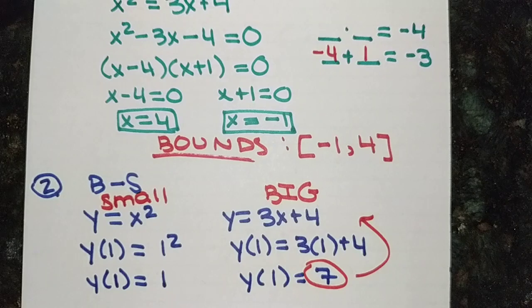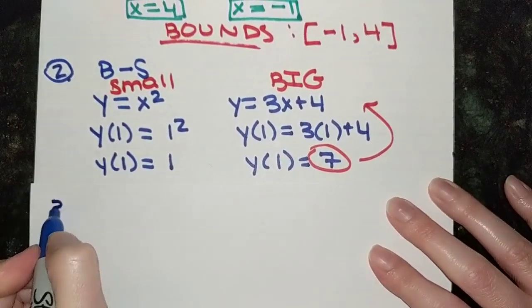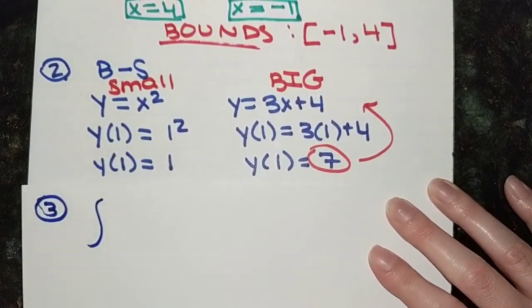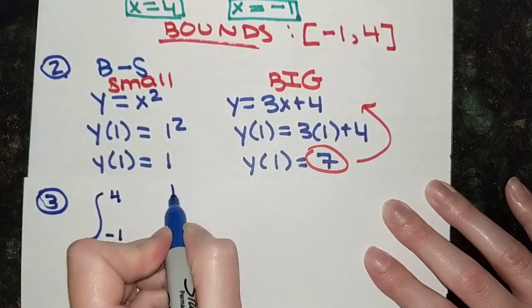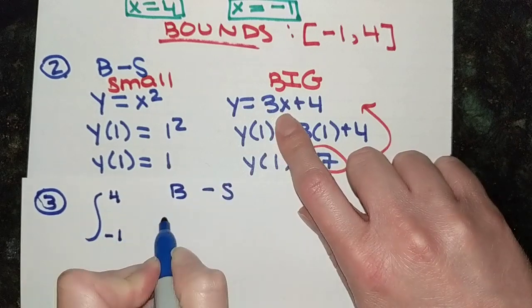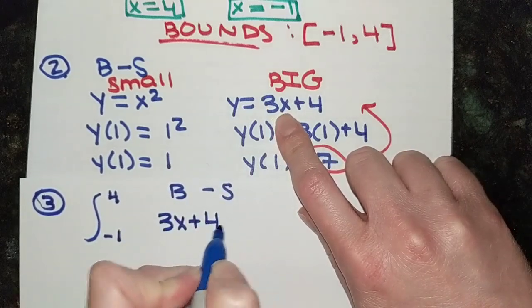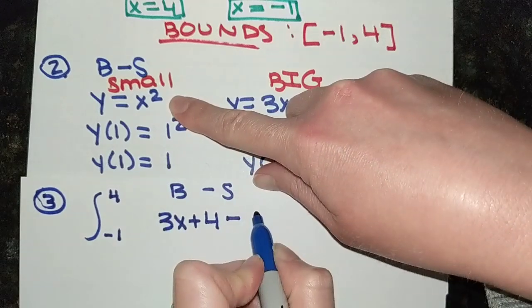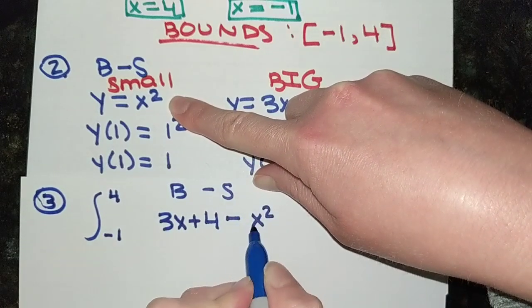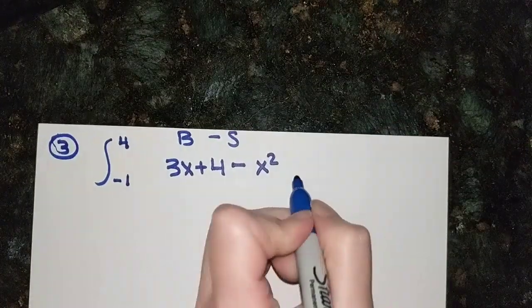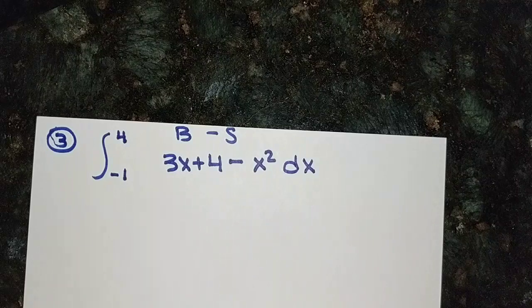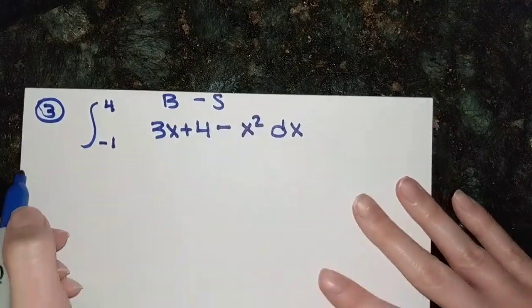So that's going to tell us how we are going to set up our integral, because for the third step, we're going to take the big function minus the small function. So our bound goes from -1 to 4, and we're going to take big minus small. So the big function is 3x plus 4, and then the small function is the x squared. And because this is just one term, you don't have to worry too much about brackets, parentheses, and things of that nature. And then, of course, our dx. Okay, so now what we're going to do is integrate term by term here.